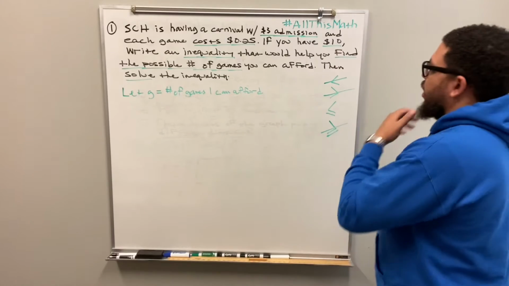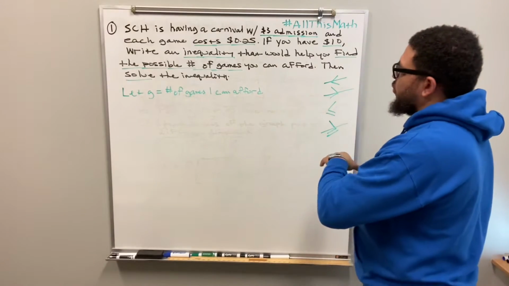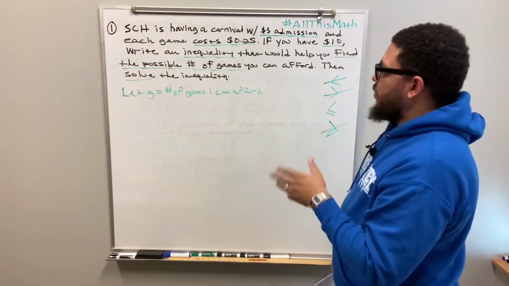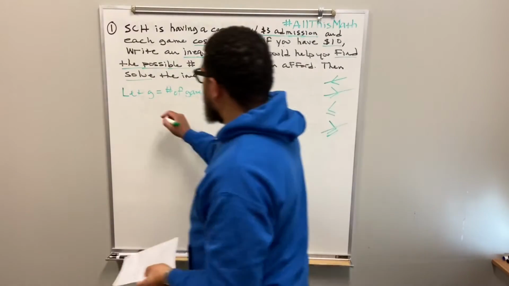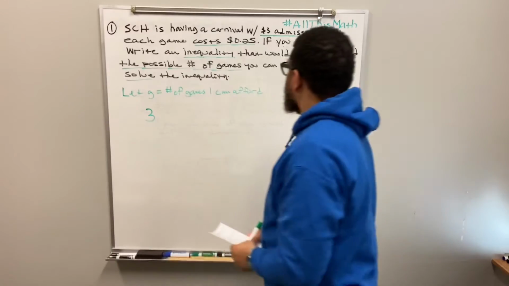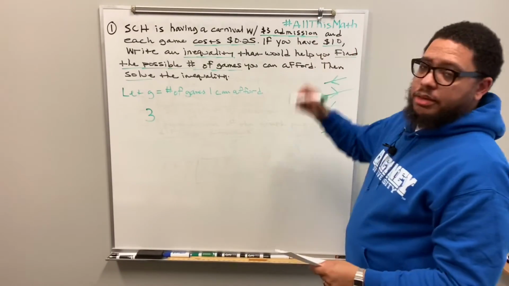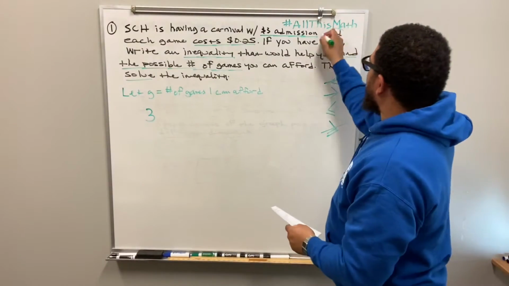Okay? Now, if I know that I go to the carnival, how much money do I have to spend? I know I got to spend $3 to get in. So I'm going to write down a 3. And then see this word "and"? I should have underlined that too. This word "and" is really important.